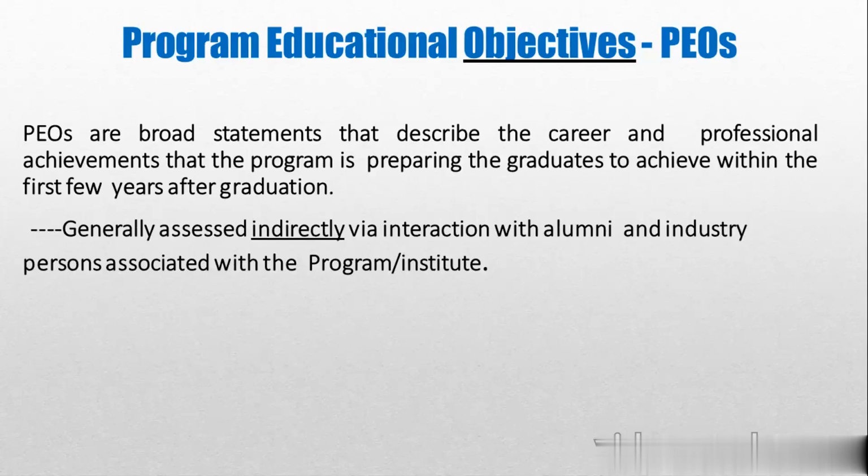Whereas program educational objectives mean, after he completes his program, that is, BTech is a program, MTech is a program, MBA is a program. So we have programs, and we have some number of courses in them, right? So the PEO, that is the program educational objective, describes the career and professional achievement that the program is preparing the graduates to achieve within the first few years of graduation.